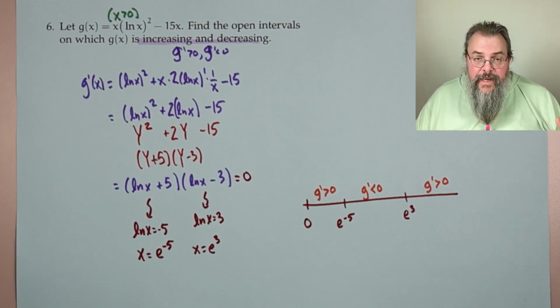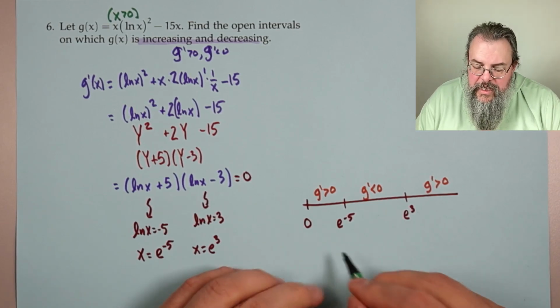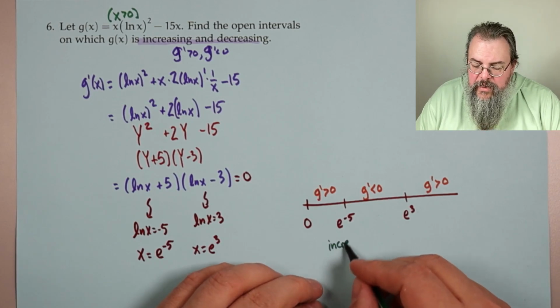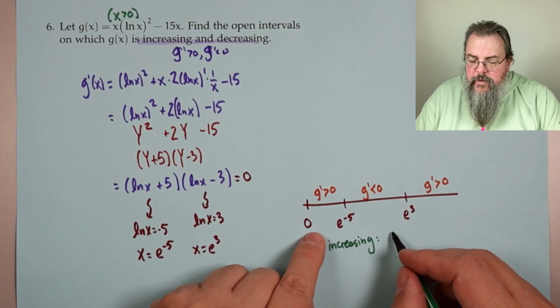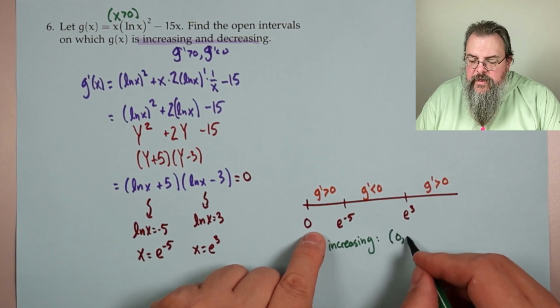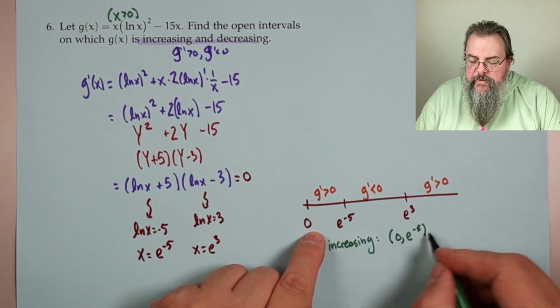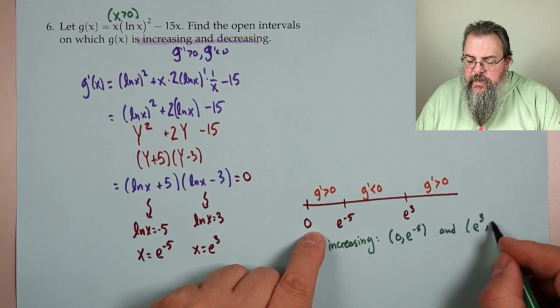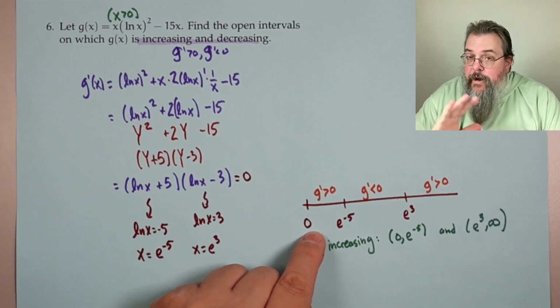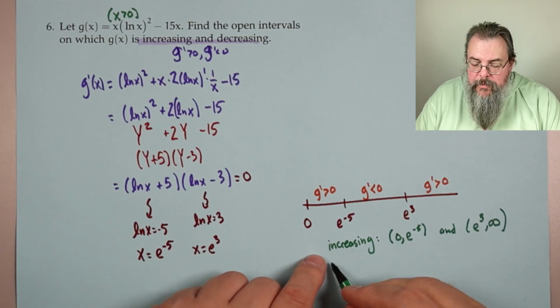So, final answer. We are increasing in the following intervals, namely the open interval from 0 to e to the negative 5, and the open interval from e to the 3 all the way out to infinity. And where are we decreasing?